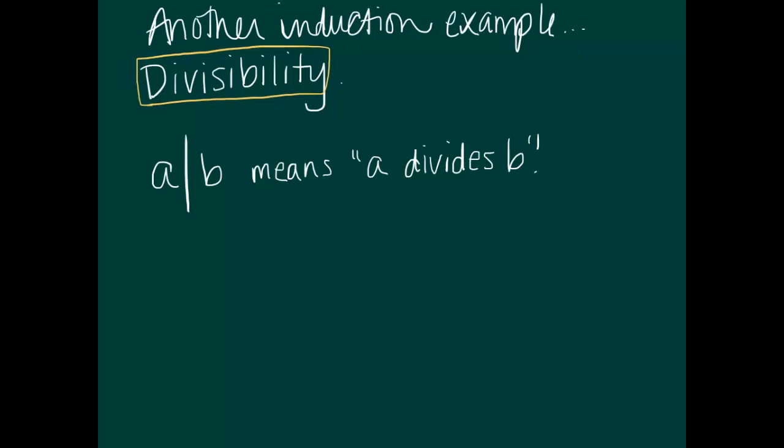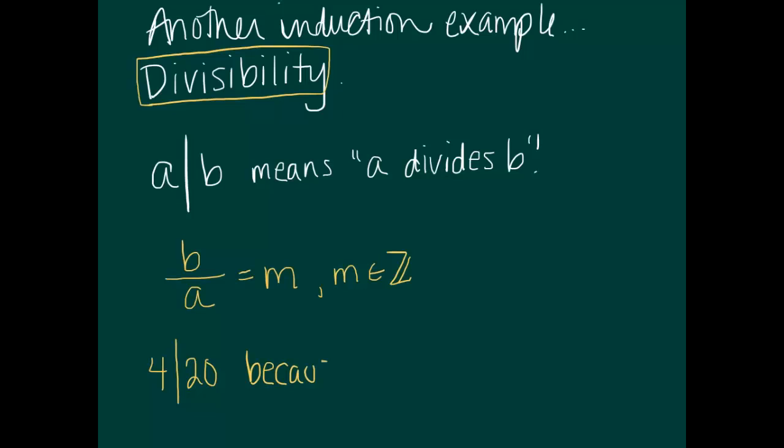A divides B. What that means is that there's some integer I can multiply by A to get B. So if I try to do B divided by A, I'm going to get some integer m, where m is an integer. Let's look at a real number example here. I know that 4 divides 20 because 20 divided by 4 is equal to 5. And 5, of course, is in the set of integers.